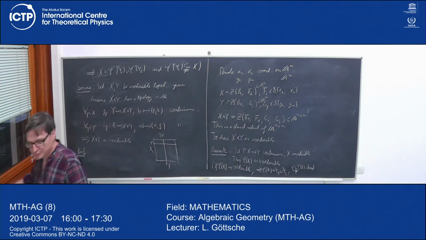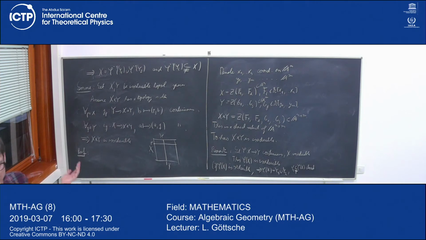Now, obviously, it would be nonsense to say that if you have a morphism, or a continuous map, from X to Y, then Y must be irreducible. That's nonsense, because you could just map to one of the components.